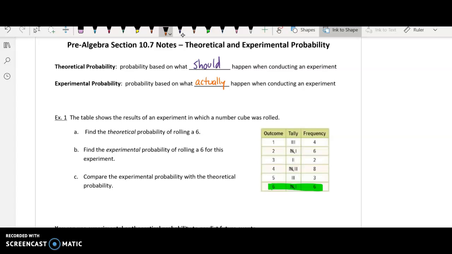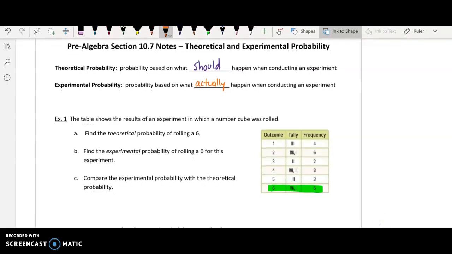So for instance, we already talked about how the probability of flipping a coin and landing on heads is 1 out of 2, or 50%. However, when you actually conduct the experiment, so when you're actually flipping a coin a bunch of times, you most likely won't see heads and then tails and then heads and then tails and so on. So the experimental probability is, well, how many times did heads come up out of the total number of coin flips? So let's try this out with an example.